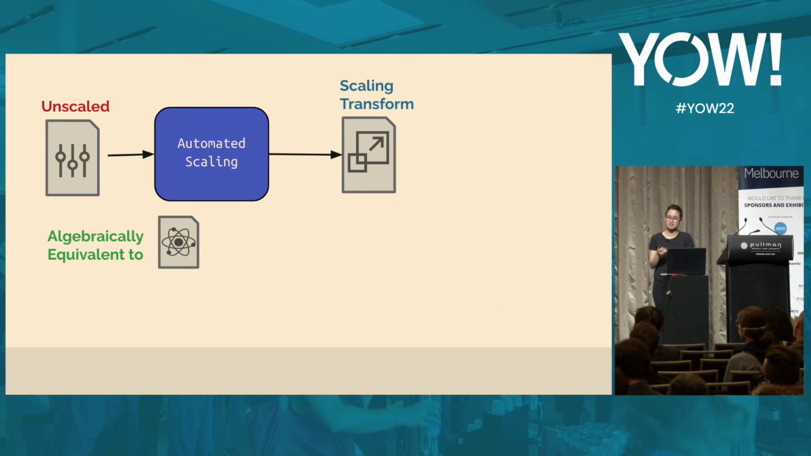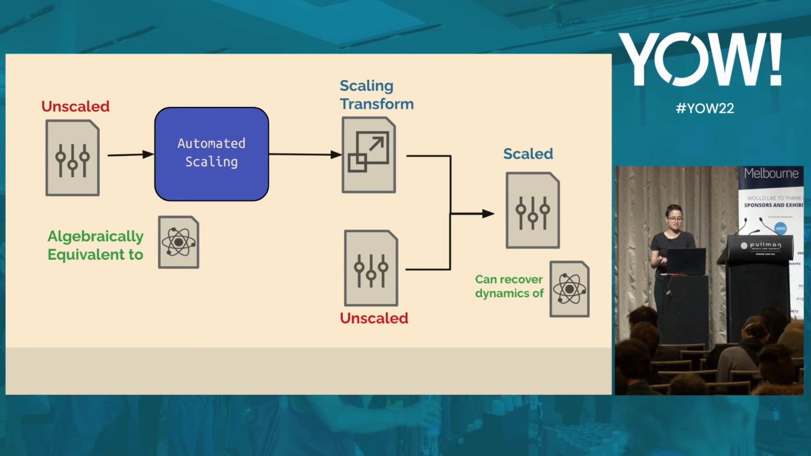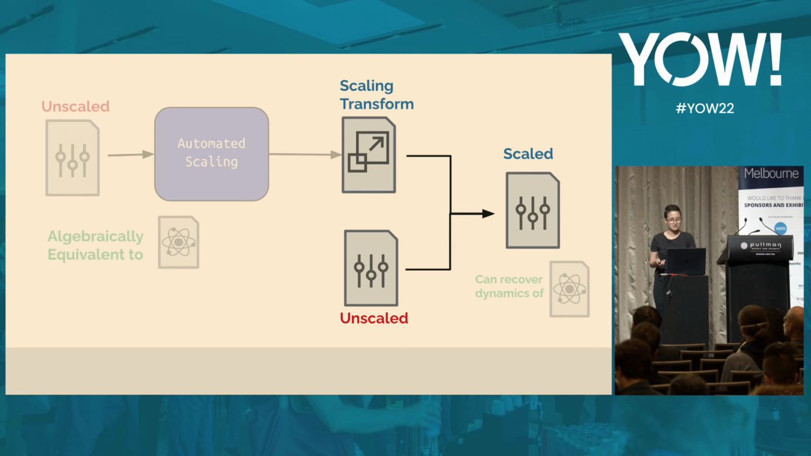And so I can't talk about this in a ton of detail, but I will talk about what the scaling transform does. Basically, the automated scaling procedure is going to produce a scaling transform by reasoning about the unscaled circuit. And then the scaling transform can be applied to the unscaled circuit to produce a scaled circuit. This scaled circuit, as I mentioned before, is going to run a different dynamical system. However, we guarantee statically at compile time that the scaled circuit preserves the dynamics in such a way that you can recover your original dynamics by applying an inverting transform that is also produced by the compiler.